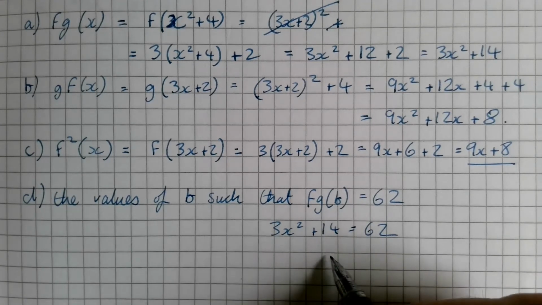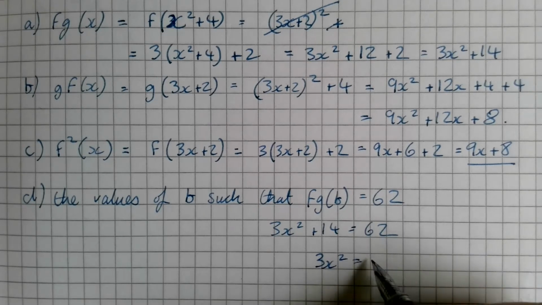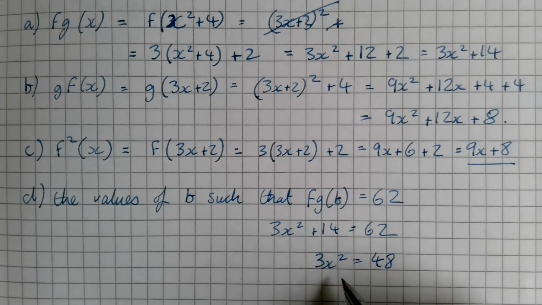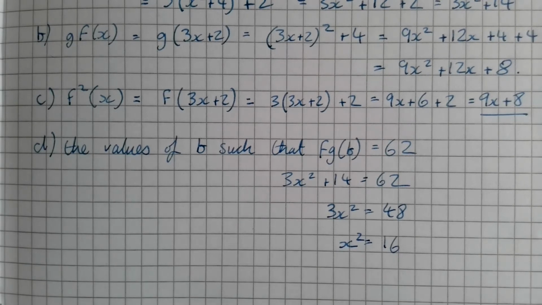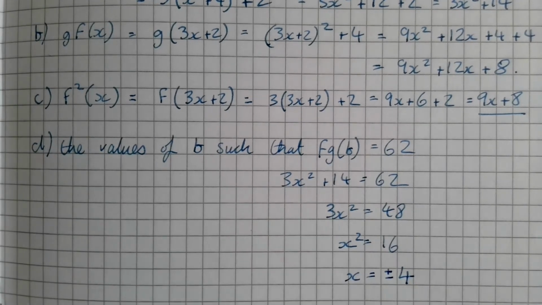And then it's just a case of solving this quadratic equation, which is not too tricky, because if we take 14 from both sides, we get 48. And then if we divide both sides by 3, we get 16. So x squared is equal to 16. And therefore, if we find the square root, we get plus or negative 4.